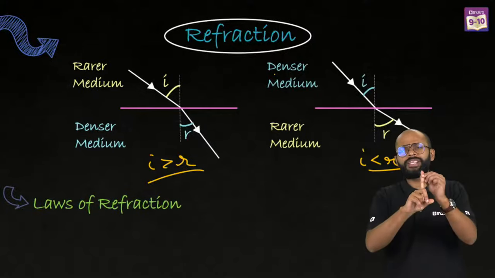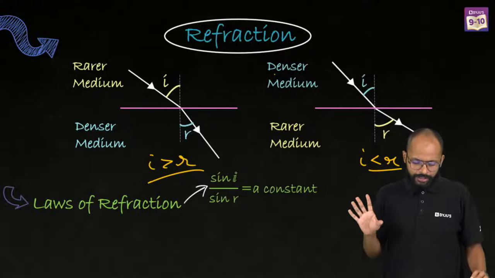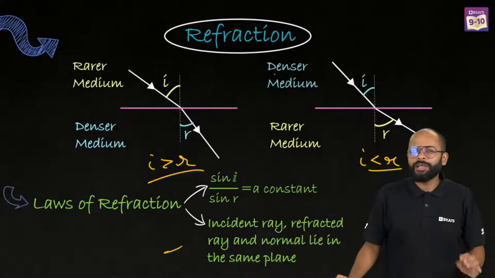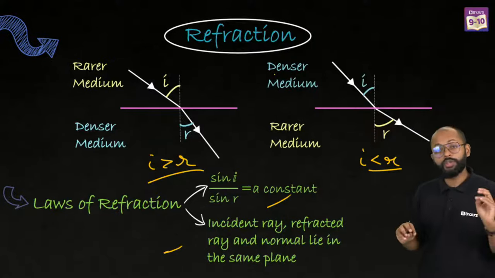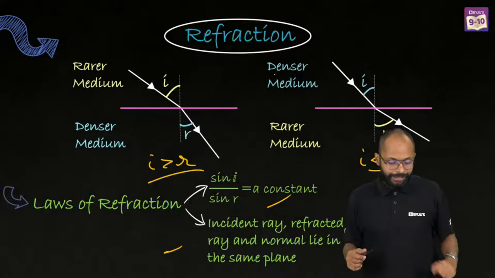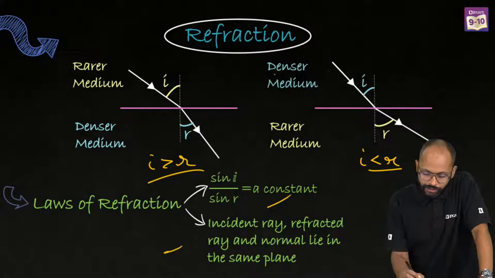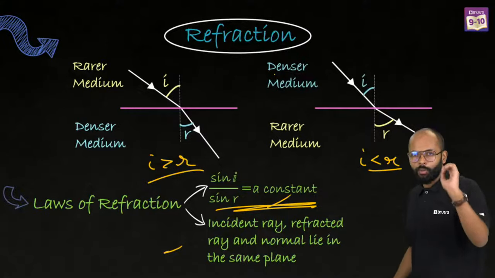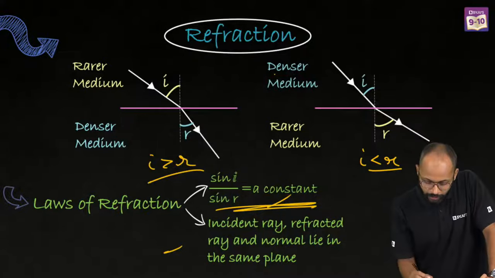The first law is common to the law of reflection also: the incident ray, refracted ray and normal lie in the same plane. Next is Snell's law: sin I upon sin R equals a constant. You can write this as Snell's law, I have no problem. But when you use Snell's law in applications and questions, I have taught you a very good way. Look at this carefully.